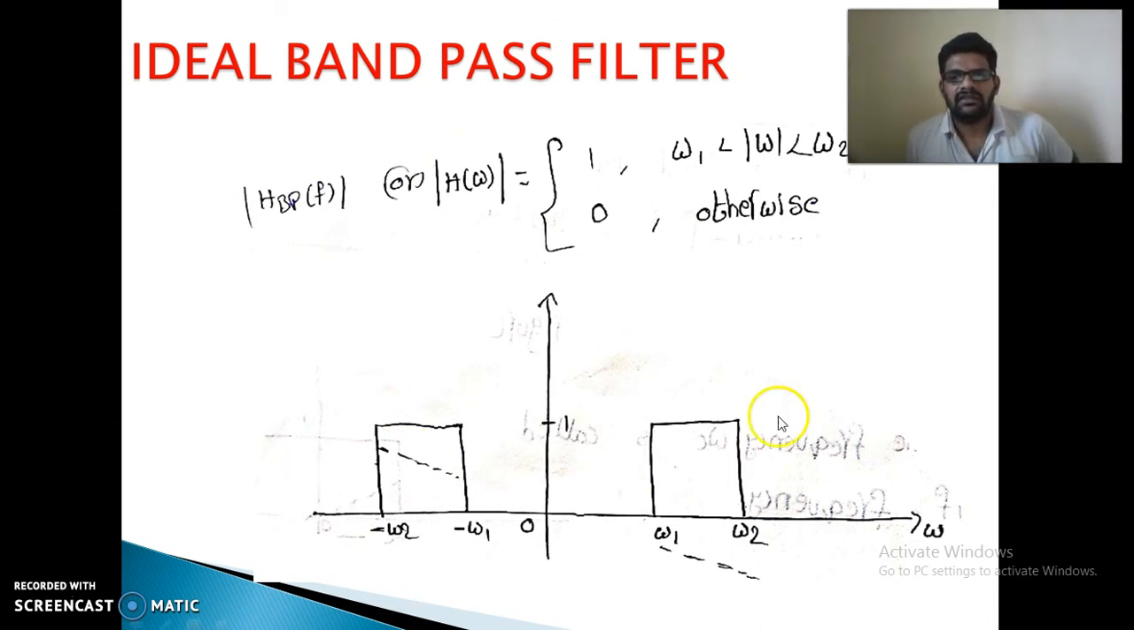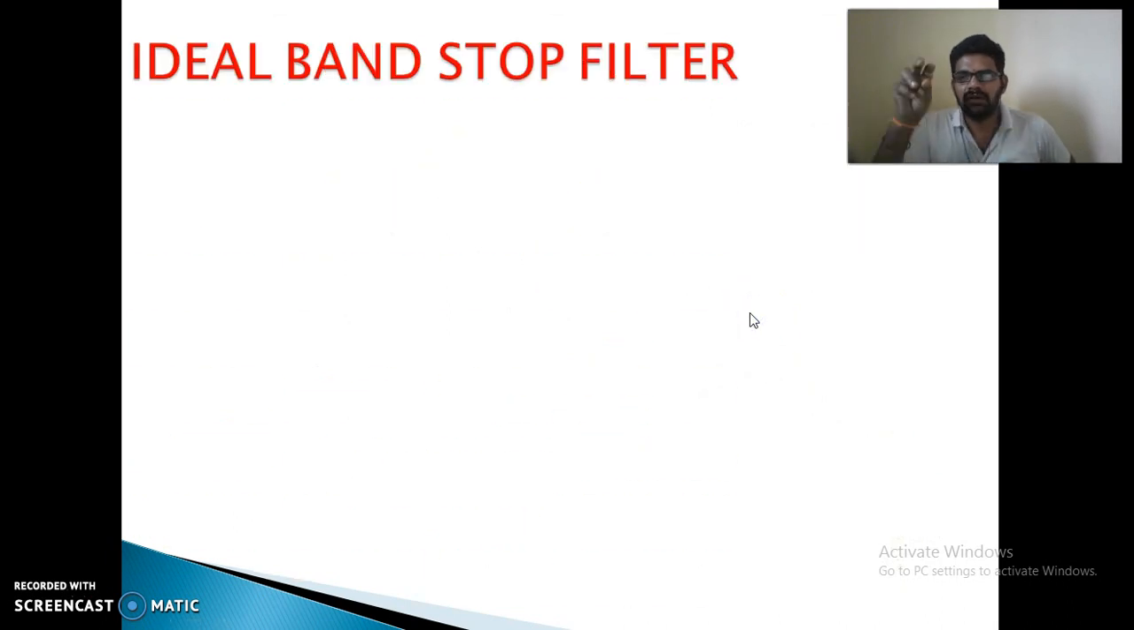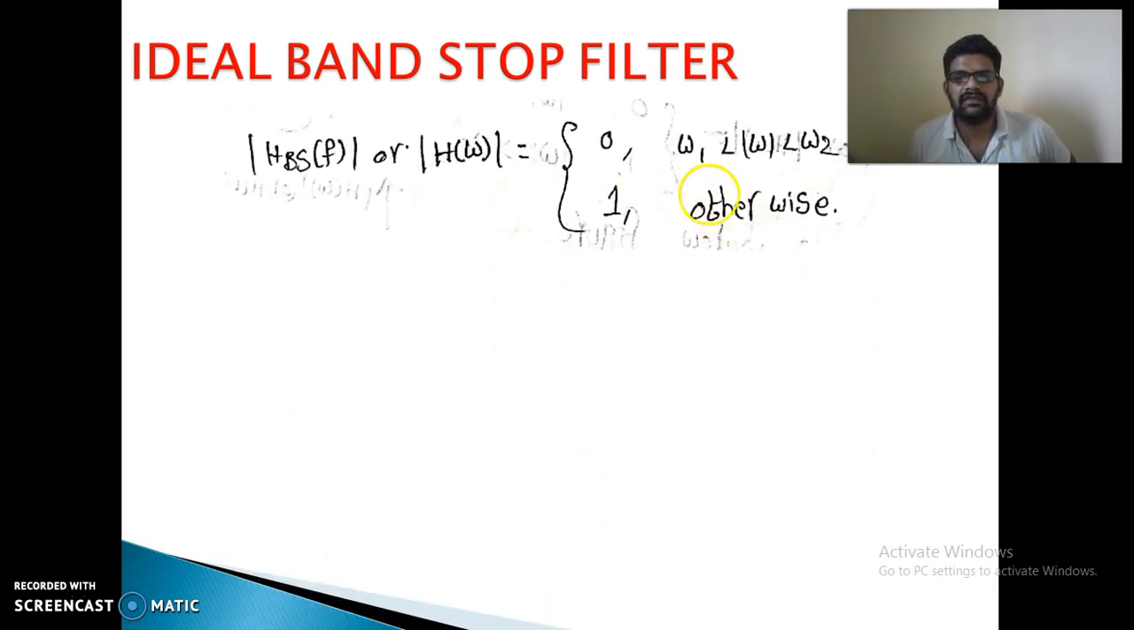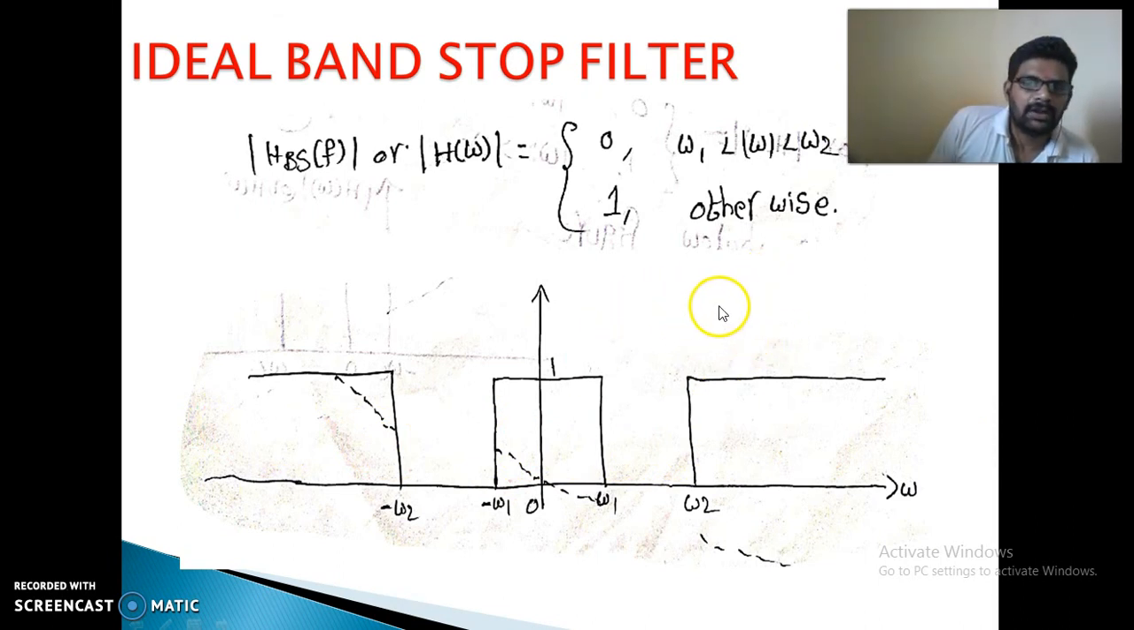Such filters are known as band pass filters. And the band stop filter: a band of frequencies is stopped and the remaining are all passed. So this is the stop band and this is the pass band. Like that, the band stop filter will be.